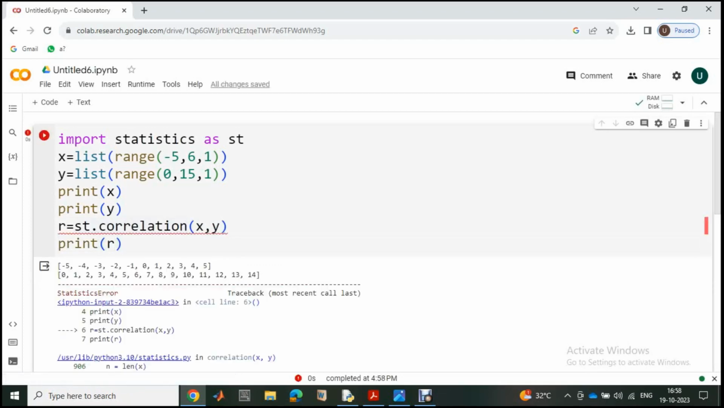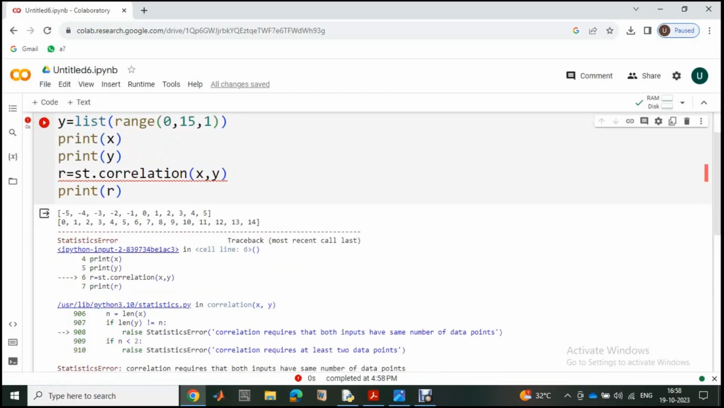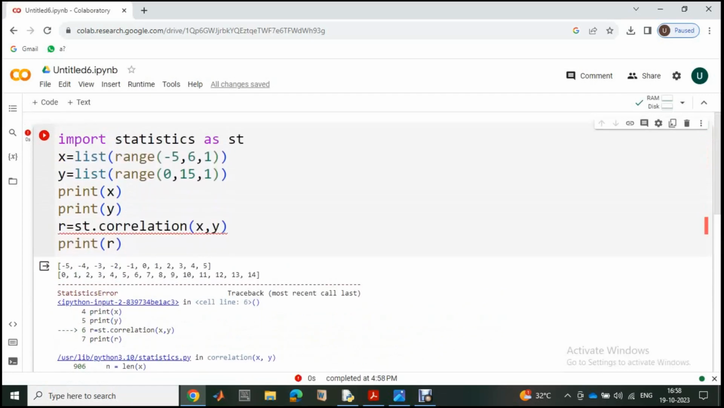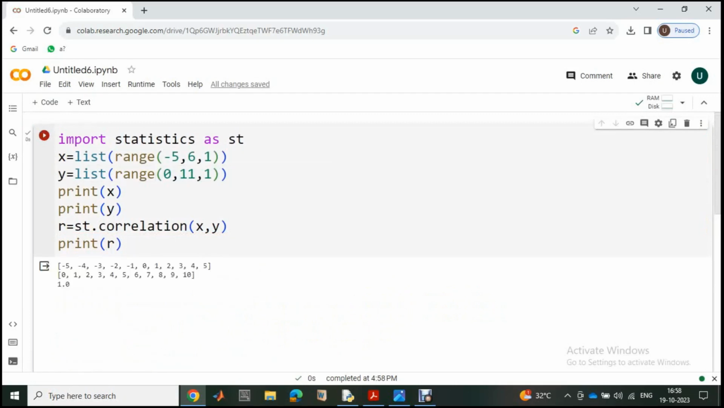Now if I execute this, let us check. There is a statistical error. What that error states is that correlation requires both inputs to have the same number of data points. We have taken different numbers of data points, so that's why it's happening. Let us reduce this, because we have only 10, so I will make it 11. Now let us see.